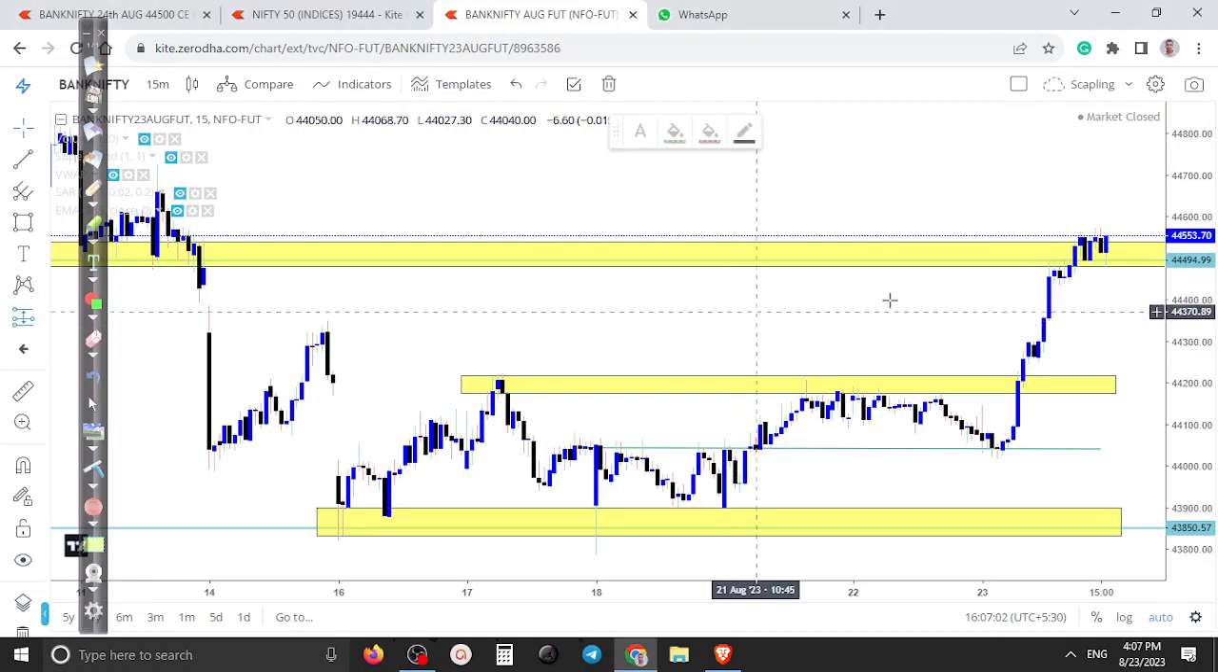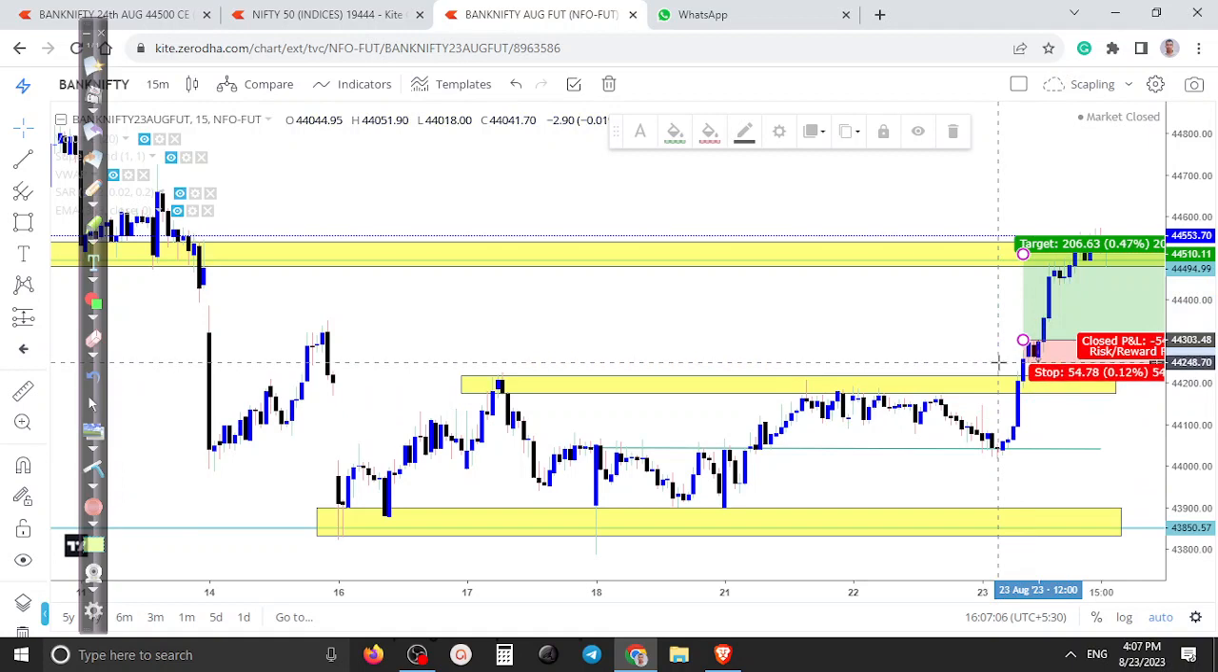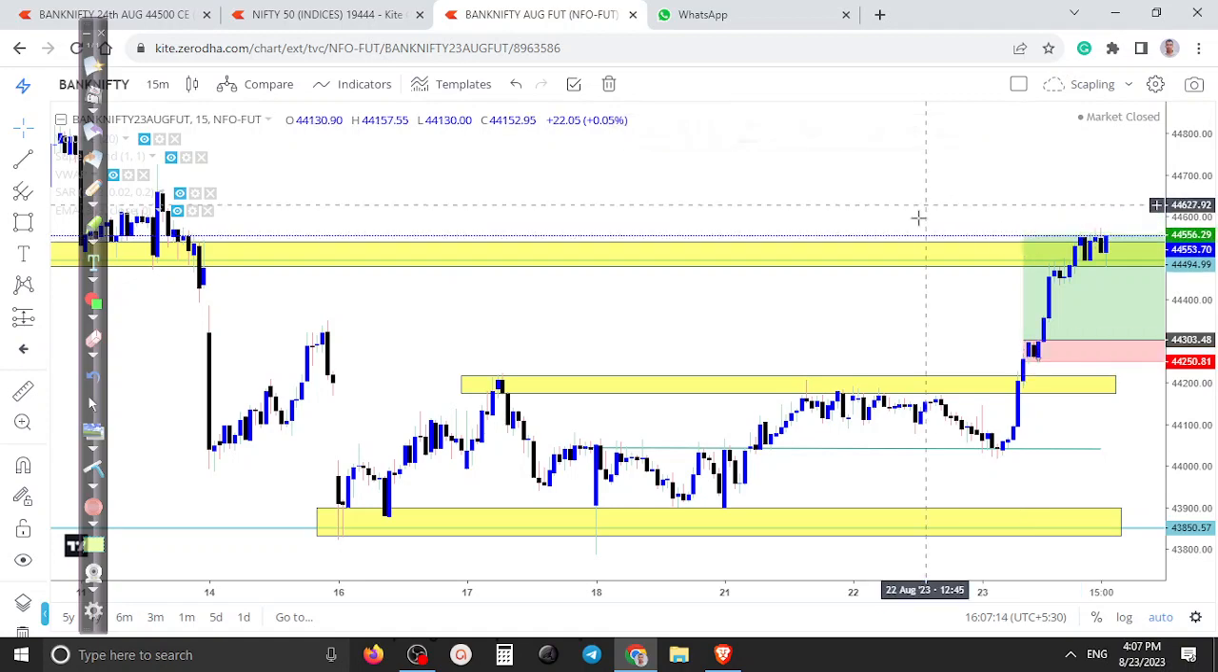Okay, so basically everybody knows that I trade with almost 50 rupees SL. So you can see 50 rupees SL and my target is 250. Somewhere there, 250. It exactly hit my 250 points. Okay, 250 points. All right.